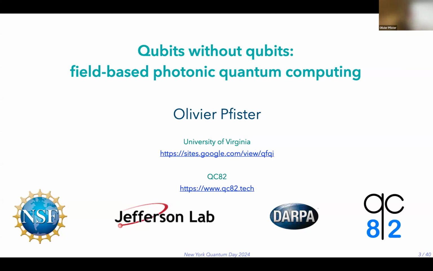So this is coming from my group at the University of Virginia. And we've been funded by the National Science Foundation for a number of years, from DARPA from time to time, at critical times, and from Jefferson Lab in Newport News, with whom we collaborate on the matters of quantum simulation. We're trying to set up quantum simulation of nuclear physics using light. And last but not least, there's a startup company, QC82, which we co-founded with 4 colleagues at the university, and whose goal is to make photonic quantum computing hardware.